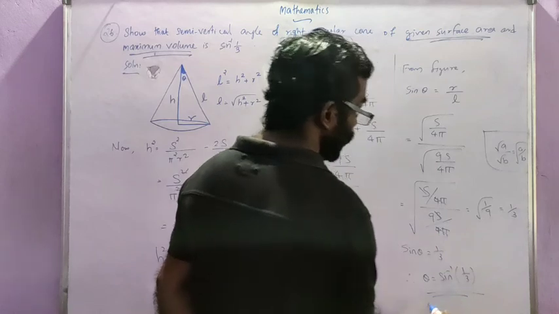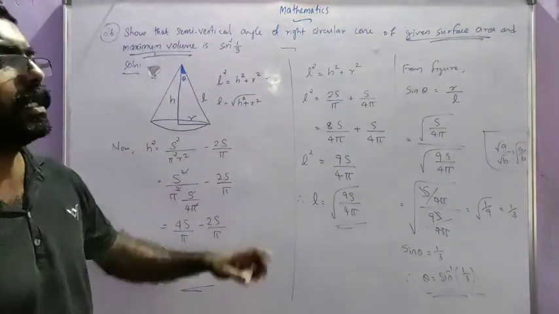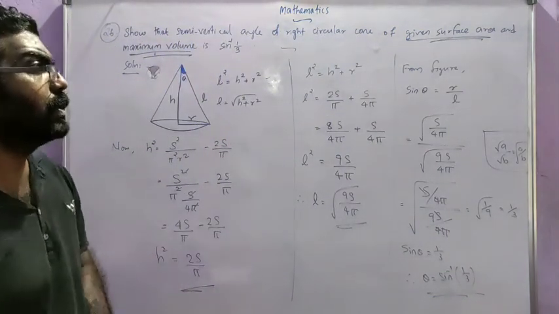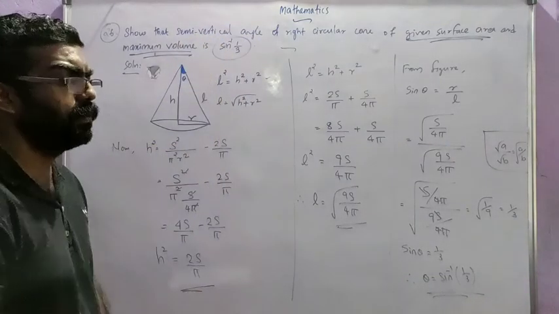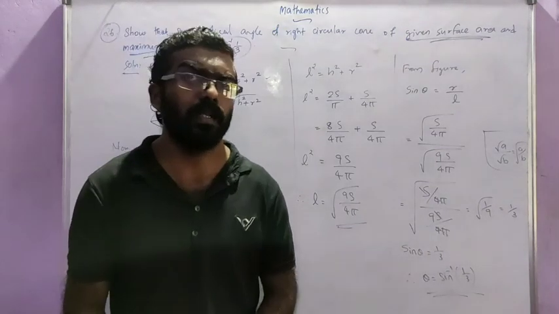That means the semi-vertical angle of a right circular cone of given surface area and maximum volume is what? Sin inverse of 1 by 3. Understood?